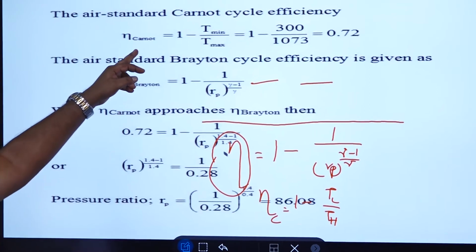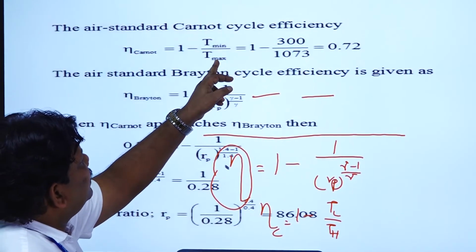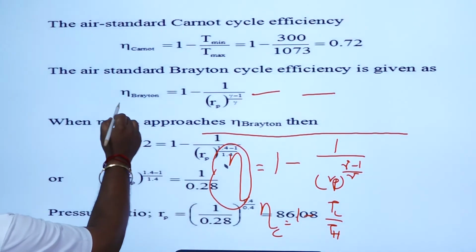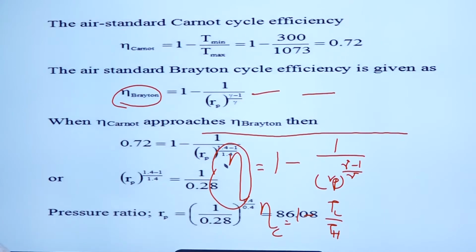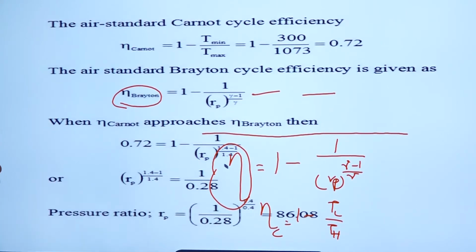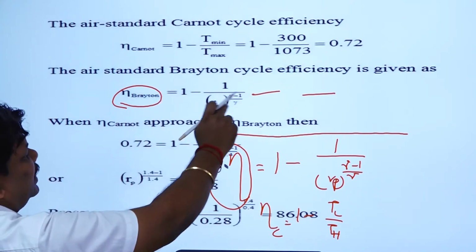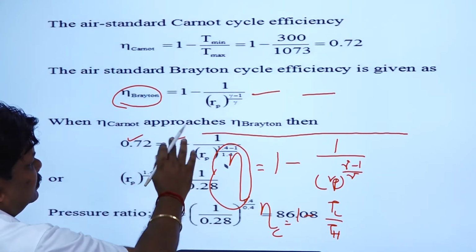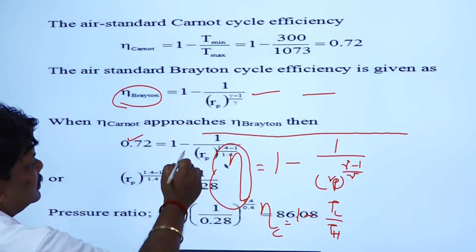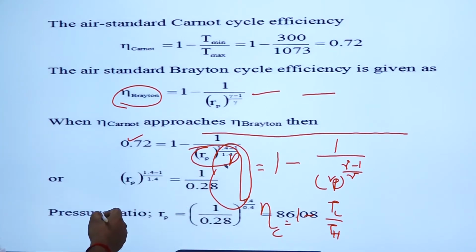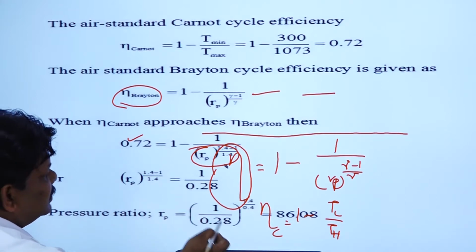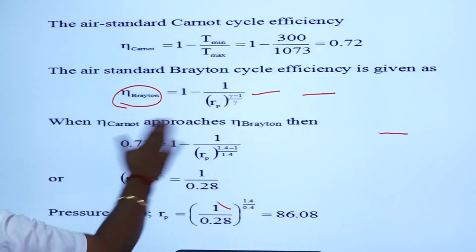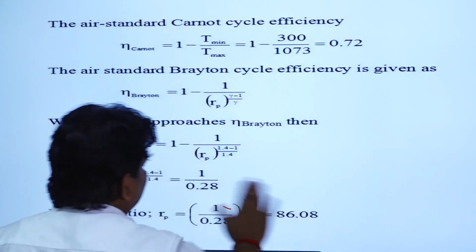So the efficiency of the Carnot is equal to 1 minus T minimum by T maximum, that is equal to 1 minus 300 over the maximum, so you get an efficiency of around 0.2. You have to use this for the Brayton cycle because the hint is given to you: 1 minus 1 by Rp whole power (gamma minus 1) by gamma. Everything is known to you, the efficiency is known, so the only unknown will be this. Bring it to this side and you can get the value of Rp. The Rp value is given as 86.08. So that will be the pressure ratio for this given problem.